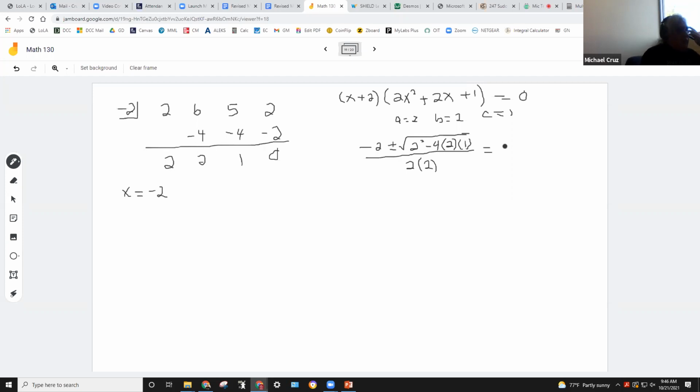1. All right, so that's negative 2. Plus or minus, and I'm going to just do all this inside. That's 2 squared is 4, minus 8. So it ends up having a negative 4 in there.